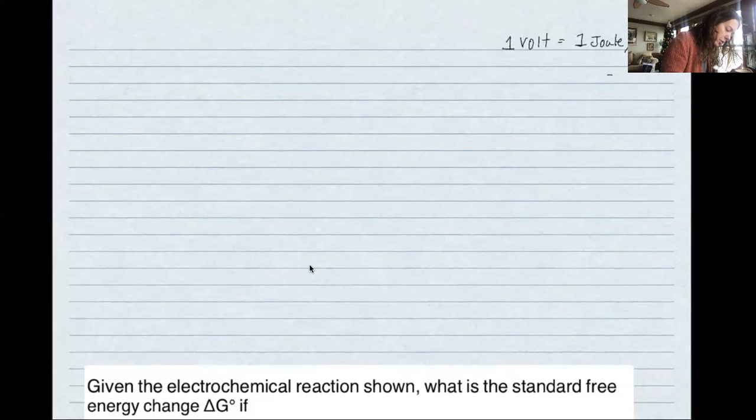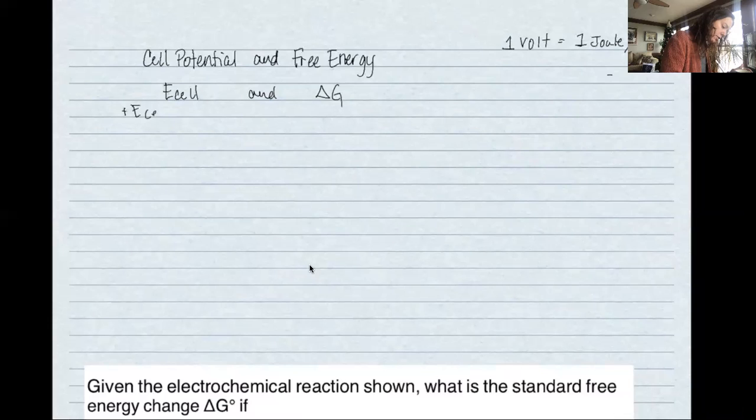So if we are going to discuss cell potential and free energy, what do we need to say? Well, this is our E cell and delta G. What do we know? We know a few things. We know that a positive E cell goes with a negative delta G, and a negative E cell goes with a positive delta G, right? We know that.